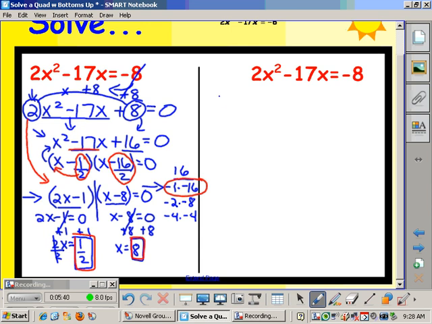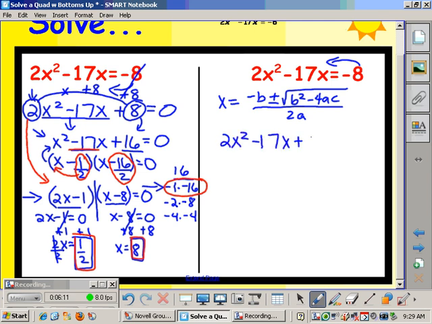So just to remind you, the quadratic formula is x equals, x meaning the x-intercepts, negative b plus or minus the square root of b squared minus 4ac all over 2a. Now, we're going to plug in values for the a, the b, and the c. So just to remind you, in order to do that, we want to first again move that negative 8 over to the left so we have our quadratic equation in standard form. So the a is 2, the b is negative 17, and the c is 8.